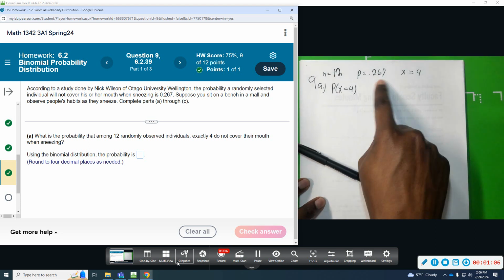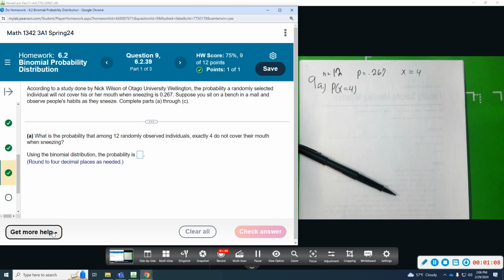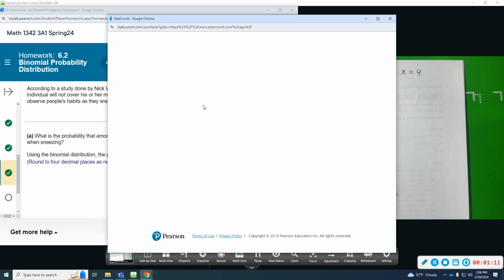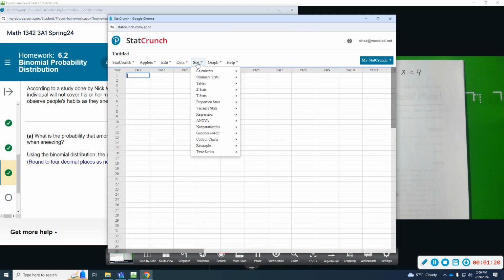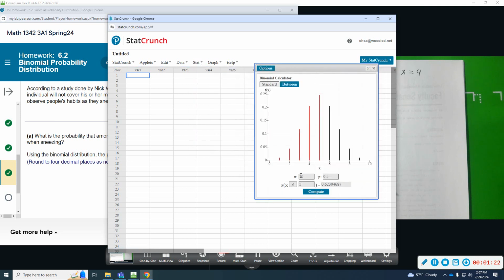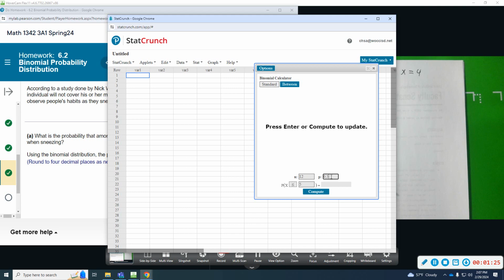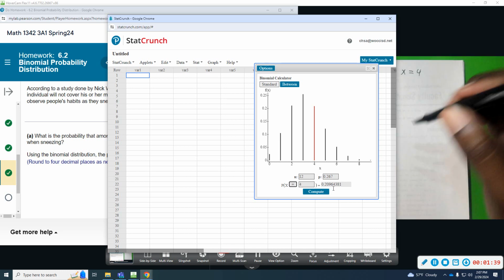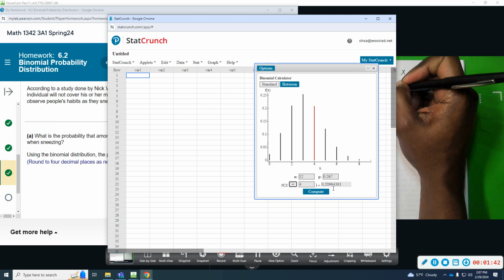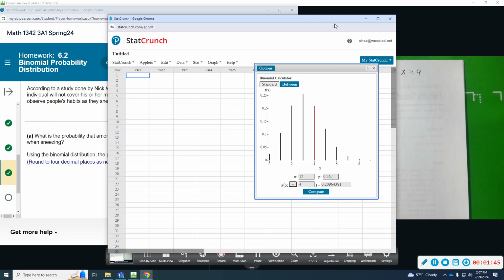So this is not one of those easy probabilities. We'll use StatCrunch. Okay, Stat, Calculators, Binomial. We enter 12 and 0.267. We want exactly 4, so X equal to 4. It computes as 0.2096. Okay, so 0.2096.